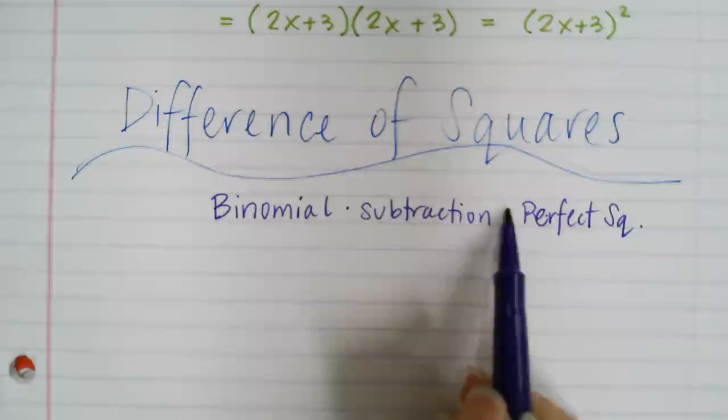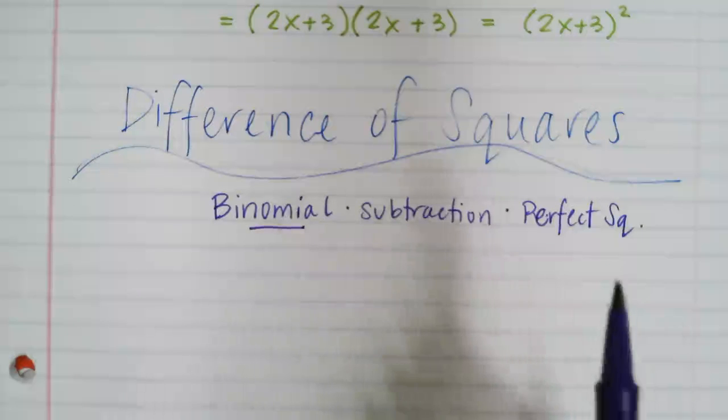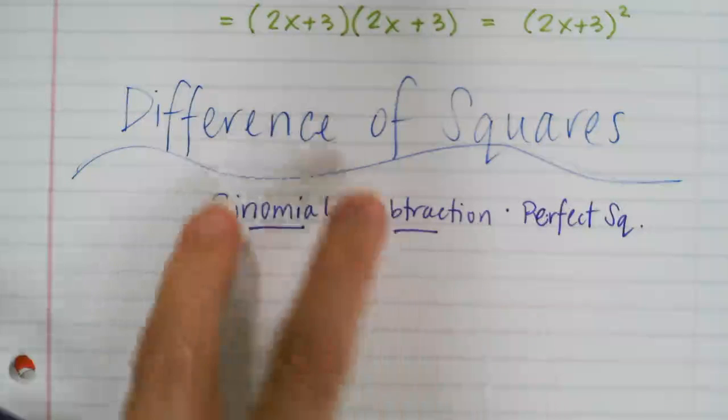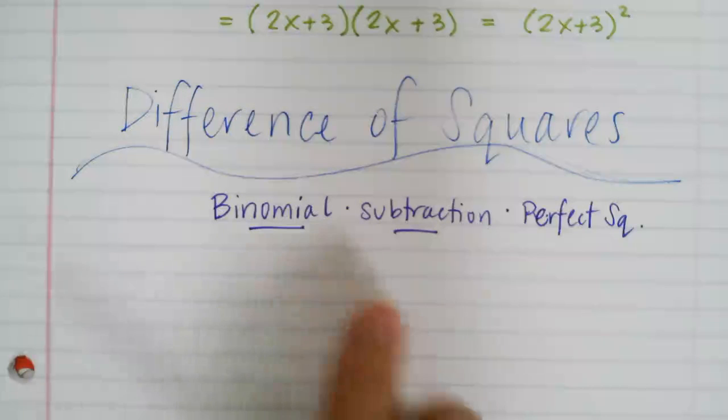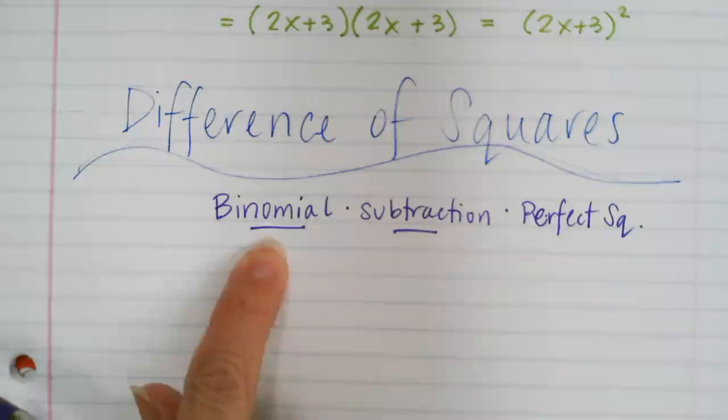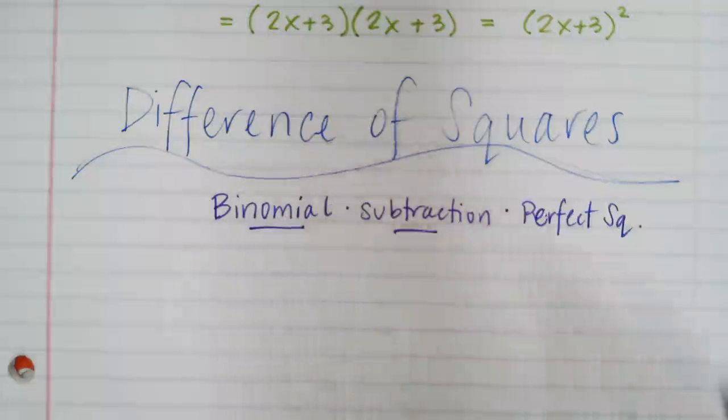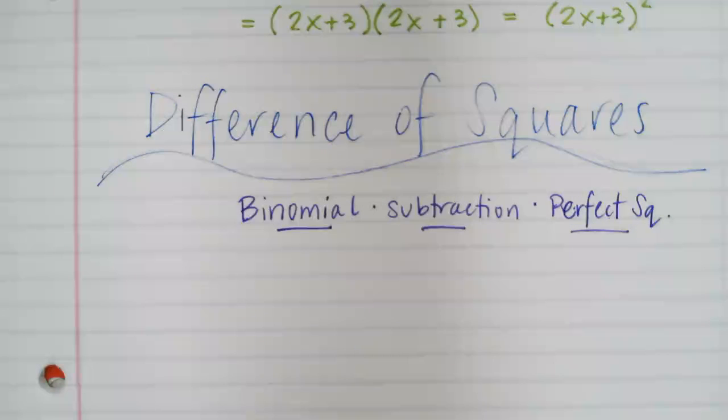All right, so it's going to be these three things. So it's a binomial, it's subtraction because it's the difference, and the difference in math is subtracting. So it's the difference between two perfect squares. All right, so here we go. Let me give you an example.